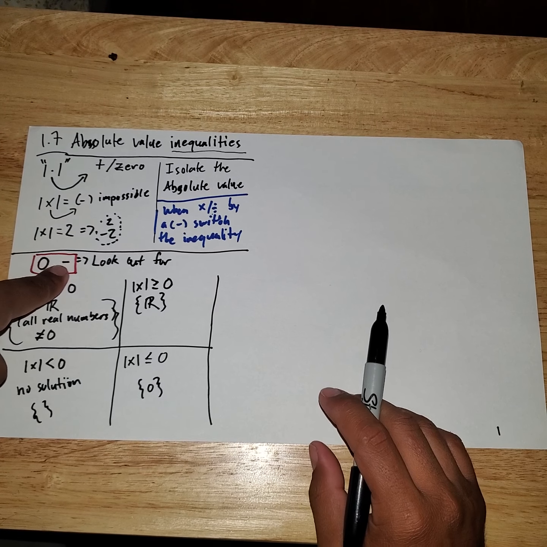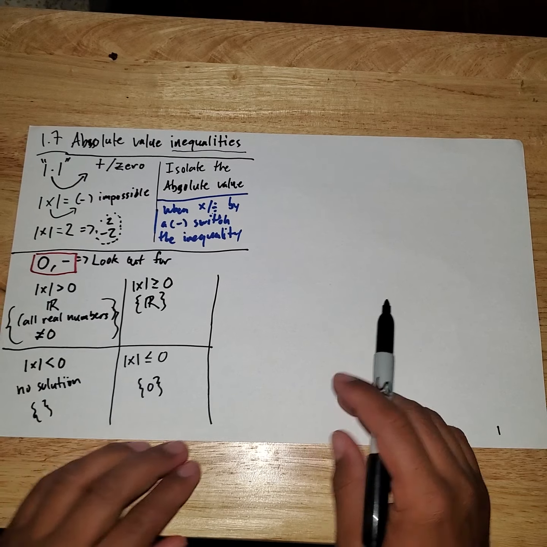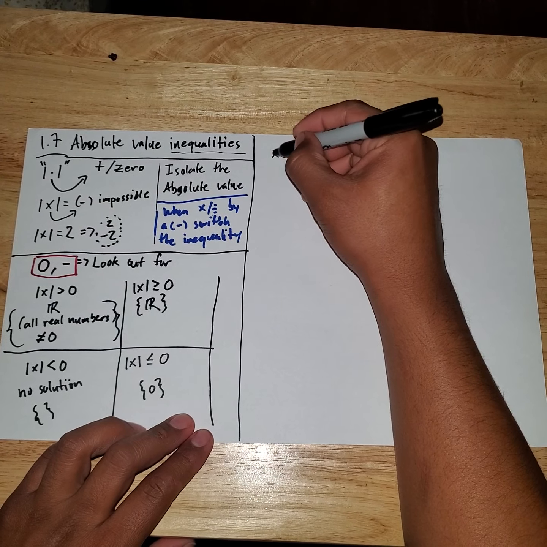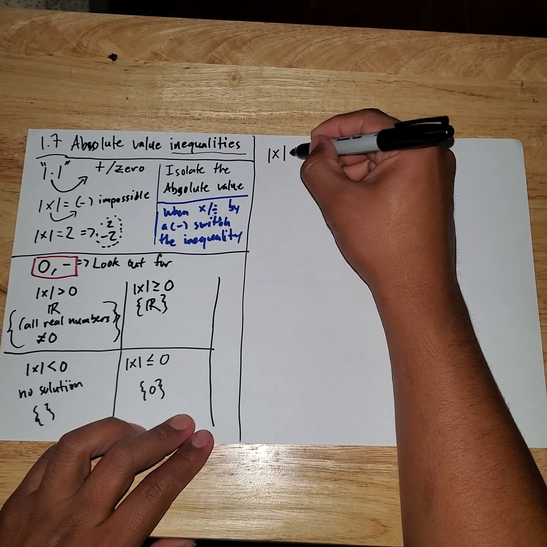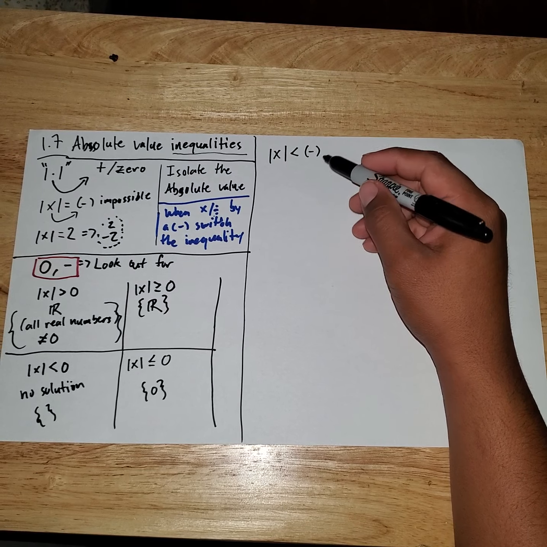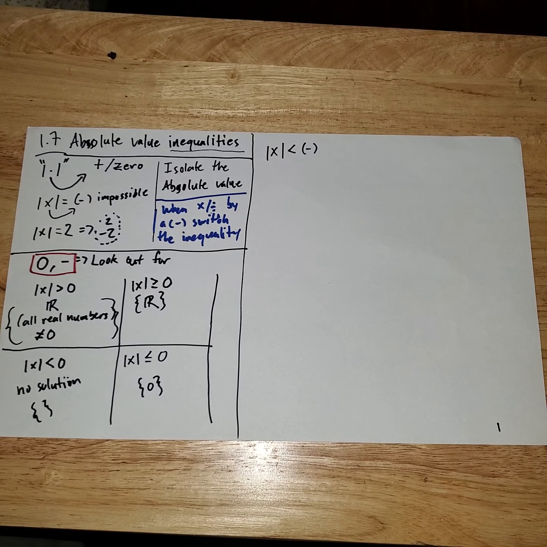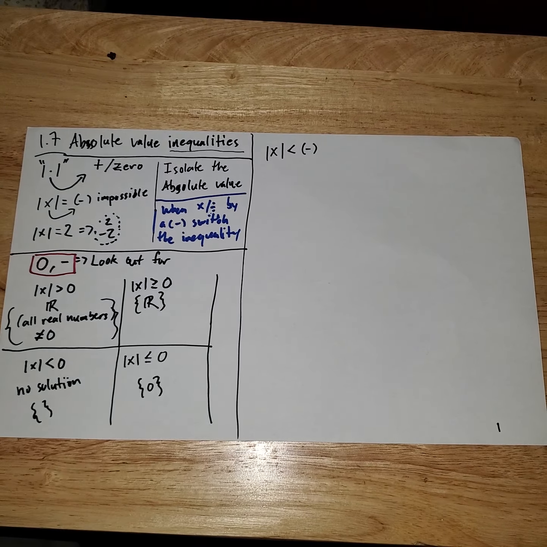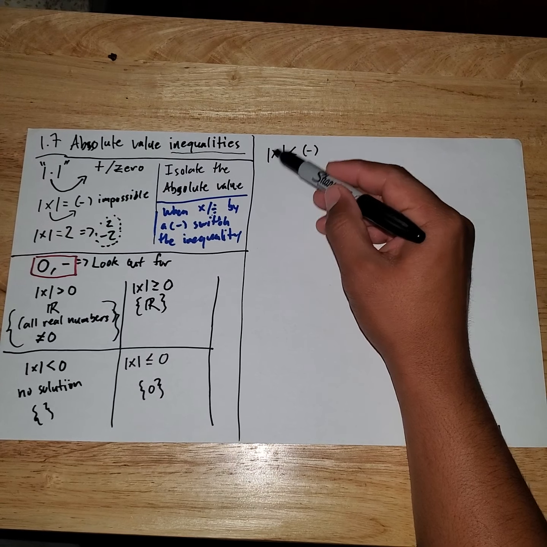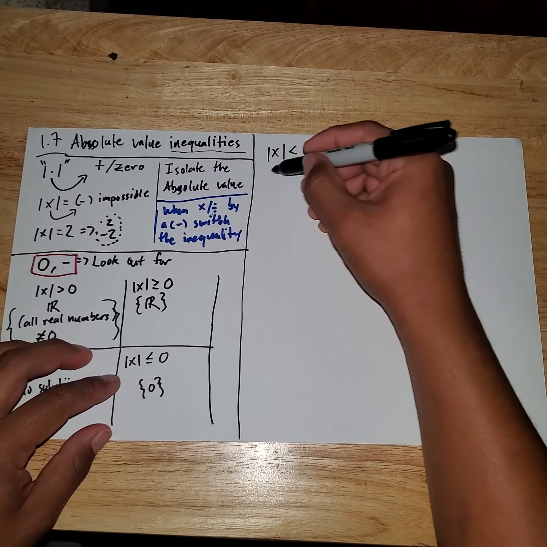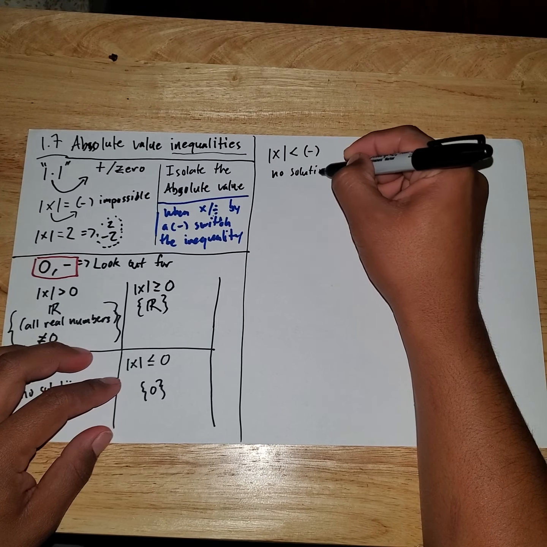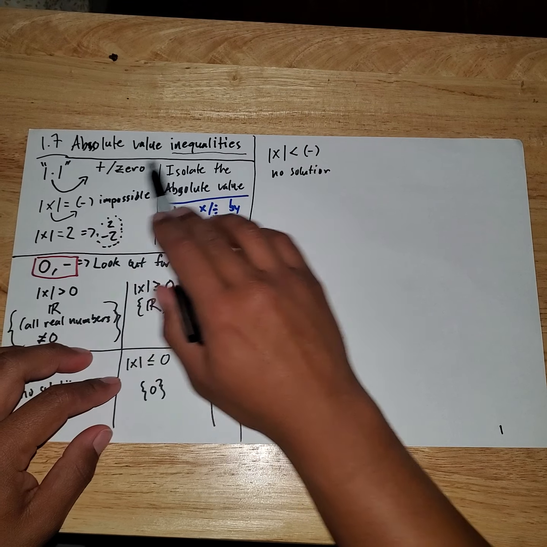Now we have to think about the scenarios for negatives. So if we look at an absolute value is less than a negative, again, that's any negative number. That could be a decimal, it could be a fraction, it could be a whole number. The idea is just, are positive numbers smaller than negative numbers? And remember, that's impossible. So this has no solution.